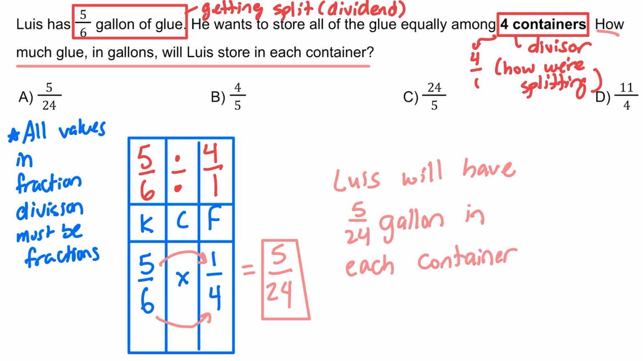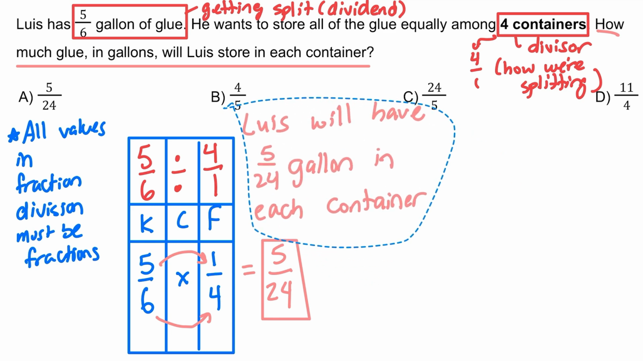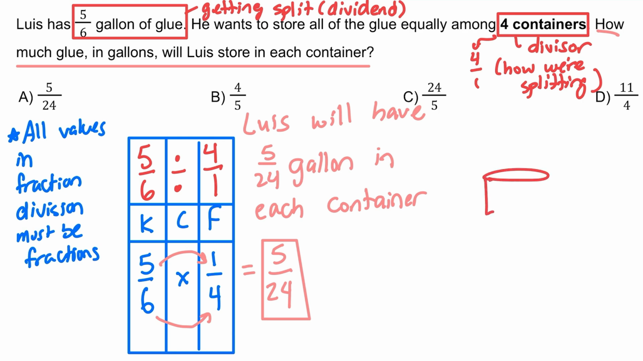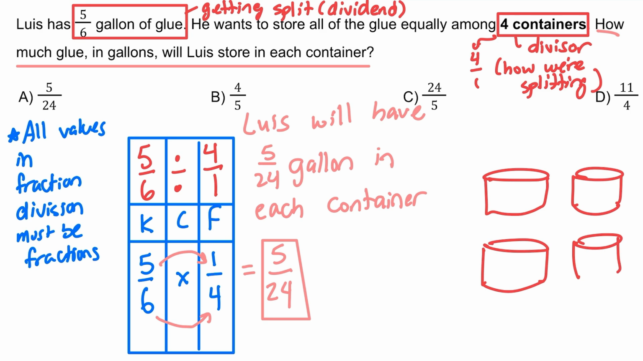And just to be extra clear about the meaning, if we're saying that Lewis will have 5/24 of a gallon in each container, what this means is we're going to have these 4 different containers. It's not going to be the prettiest thing I do, but let's make 4 containers. We'll have 1 here, 2, 3, and 4. And these 4 containers, each of them will hold 5/24 of a gallon of glue. Okay? And when we add all those up, we end up getting our original, which was the 5/6.